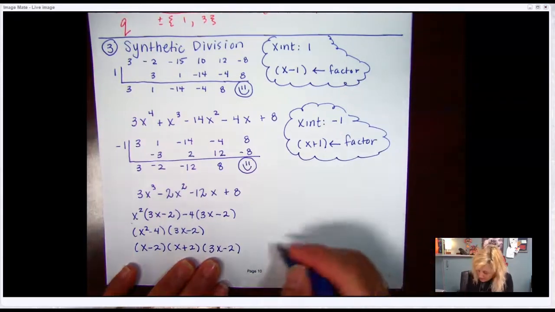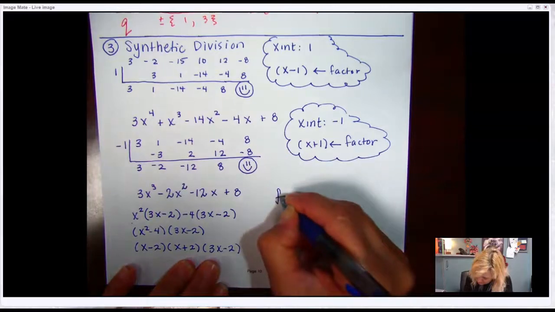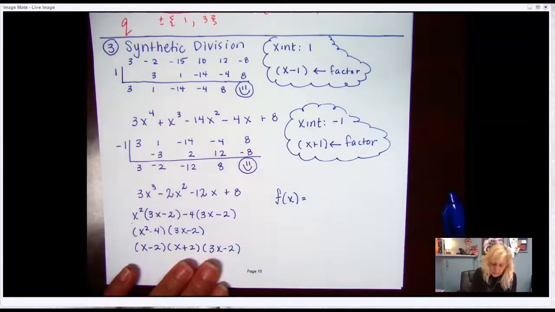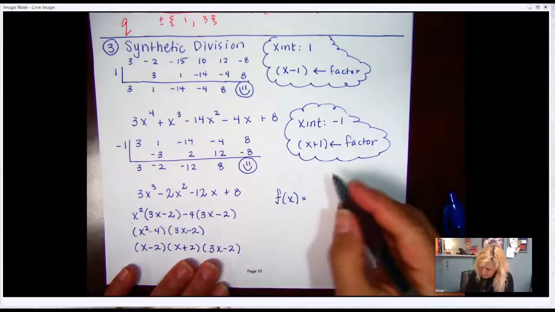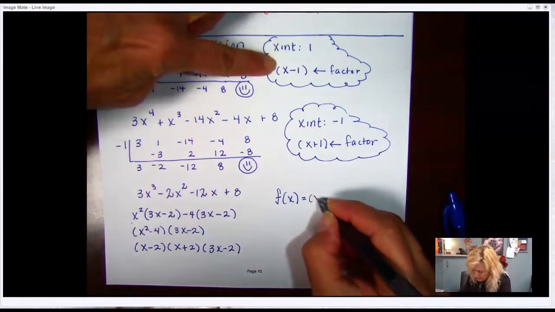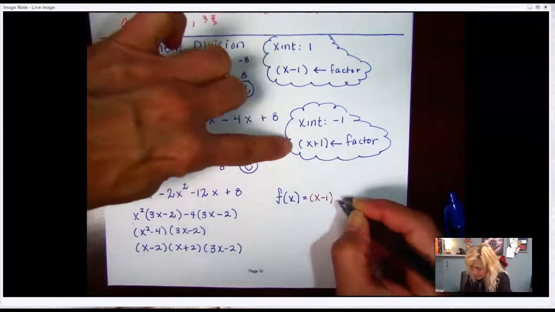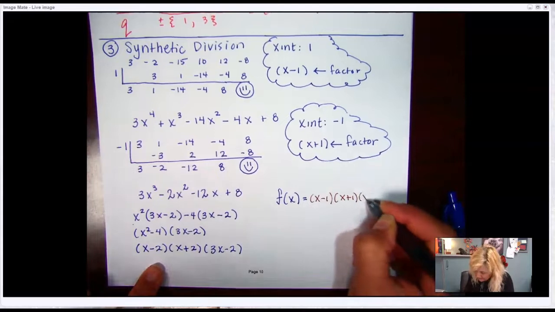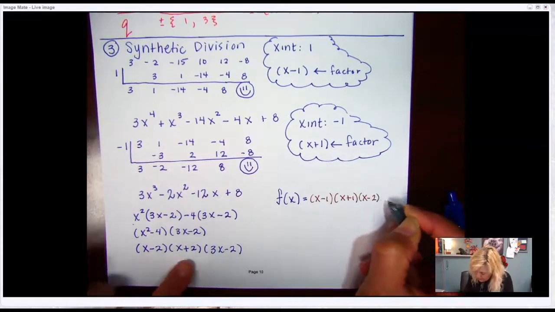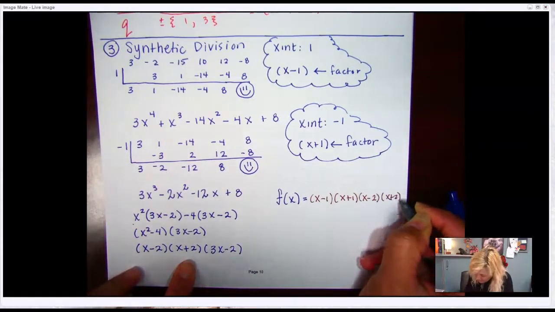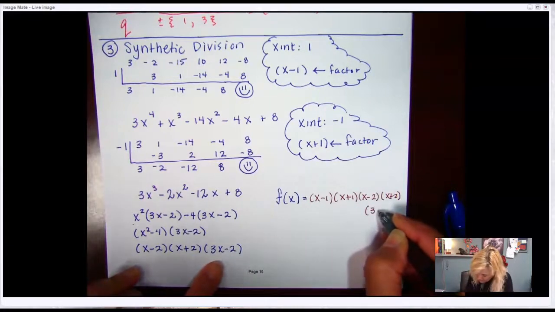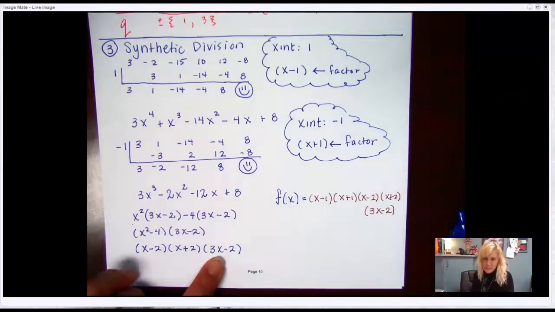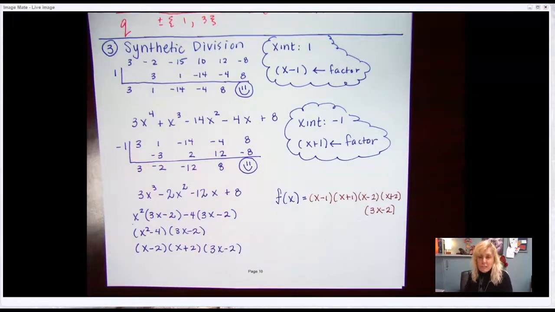So if I take f of x and I write it in factored form, it is going to look like this. x minus 1, x plus 1, x minus 2, x plus 2, and then I have to write it down below, but this is the polynomial's last factor, 3x minus 2. Those are also all of the zeros.